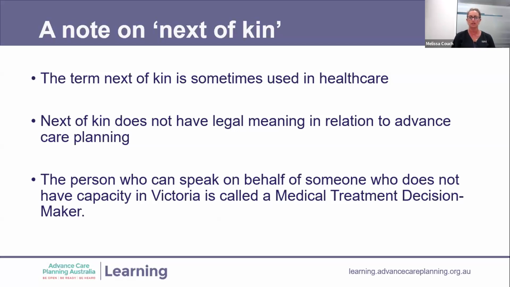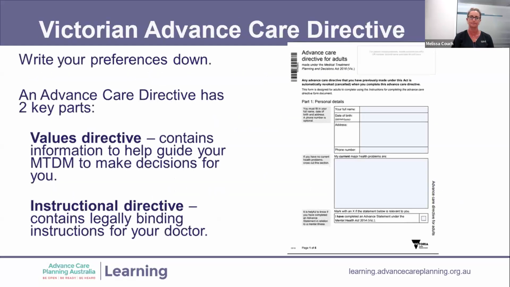So as we said, the person who can speak on behalf of someone who does not have capacity in Victoria is called a medical treatment decision maker. For those who aren't familiar, this is an advanced care directive. Within that advanced care directive, there's 2 parts: the values and the instructional directive. The values is more directed at your medical treatment decision maker, and the instructional is directed at your doctor. It's a legally binding component of the document.